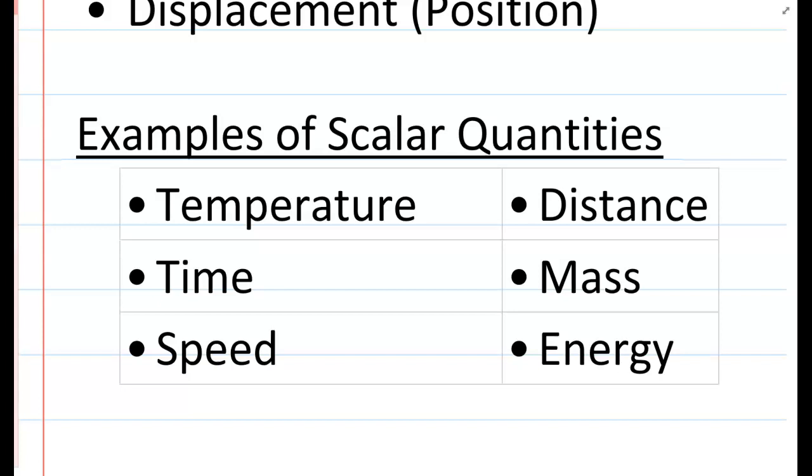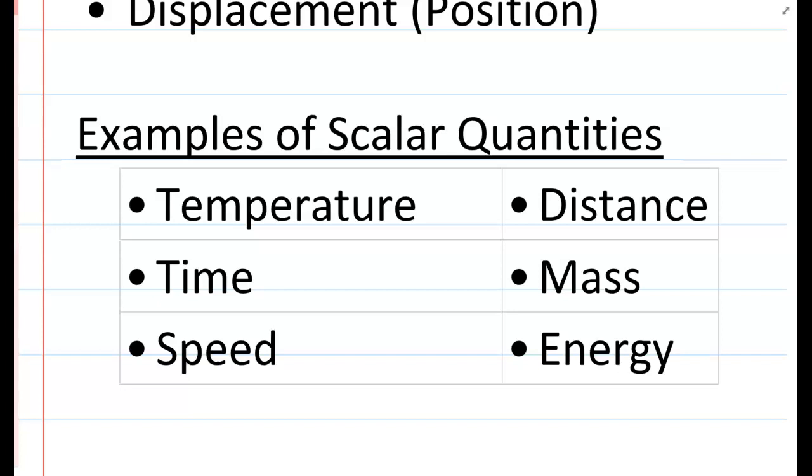Likewise, time. Think about time. 5 minutes. Does 5 minutes have a physical direction that you can point with your finger? No, it doesn't. It doesn't make sense. Time is just time. It doesn't have a physical direction. And speed is different than velocity. Velocity is how fast you're going in a certain direction. Speed is simply how fast you're going. It doesn't take into account your direction. Distance doesn't take into account direction. Mass doesn't take into account direction.